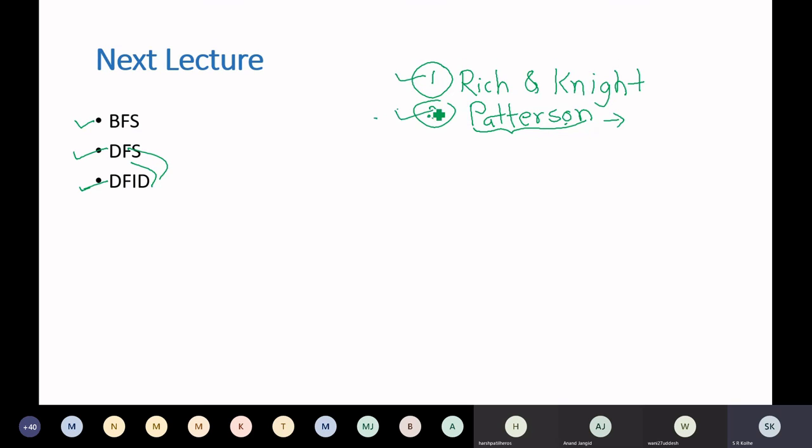These books' e-copies are available online also, I think. Rich and Knight is available. Patterson's, I am not sure. But literature is available. Otherwise, I will put it on our LMS classroom if I get it.